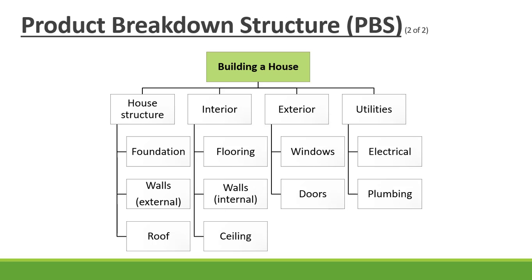Now, the example is building a house. The different components of building the house might be the house structure with the foundation, external walls, and roof. The interior of the house with the flooring, internal walls, and ceiling. Exterior might be windows and doors, and utilities might be electrical and plumbing.